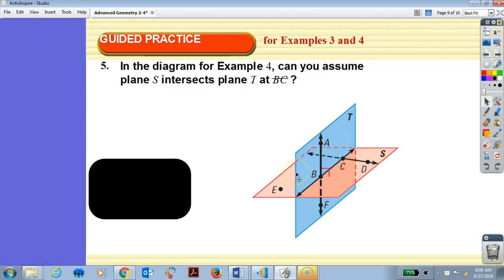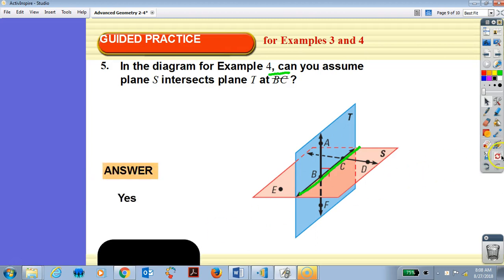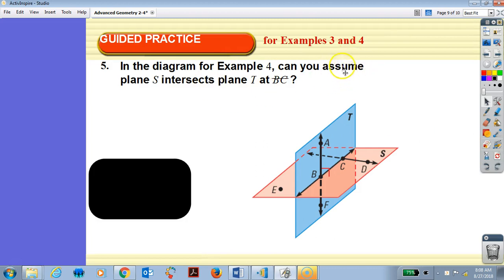In the diagram in example 4, can you assume that plane S intersects plane T at line BC? What do you think? I'm hearing a no. What else am I hearing? Yes, why? Because two planes intersect in a line. So it's not really an assumption, right? I don't like how they use the word assume when you're not even doing an assumption. It's the fact that two planes intersect in a line and that line is clearly drawn. So I'm not really assuming, because you're not allowed to assume in geometry. Make sense?